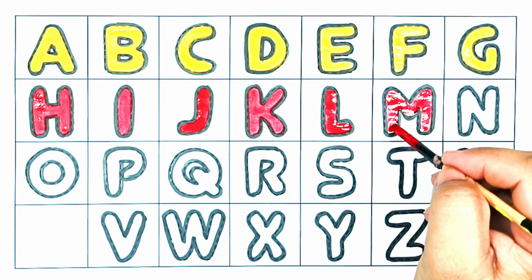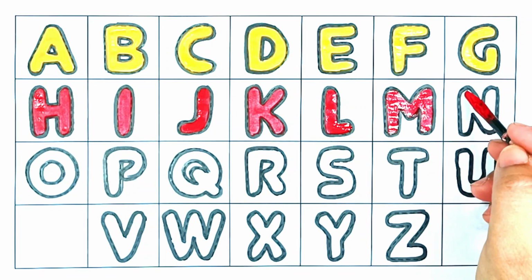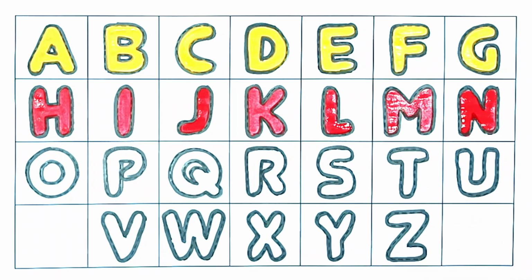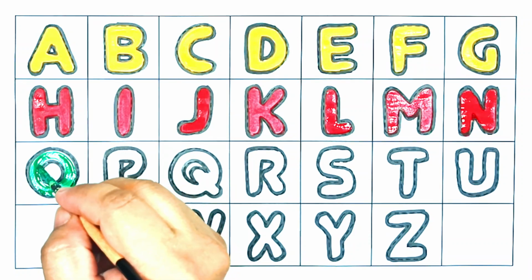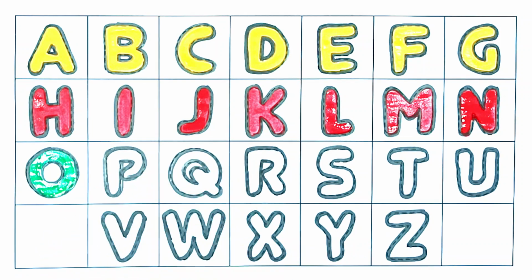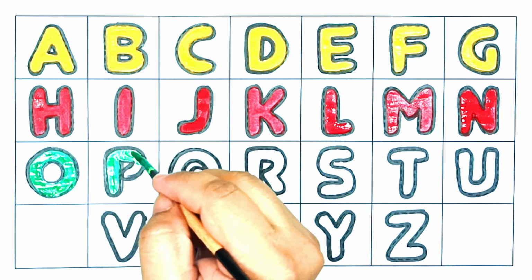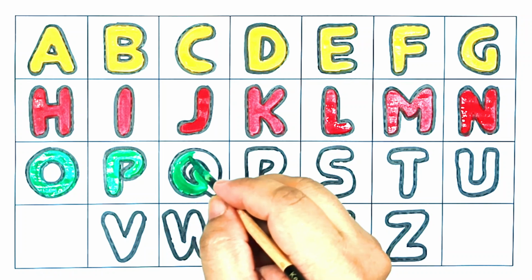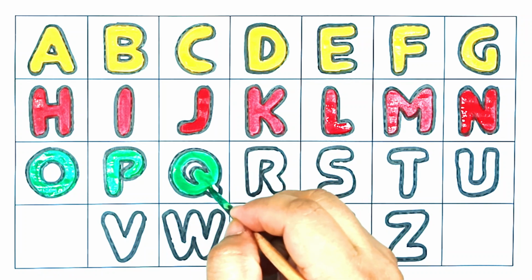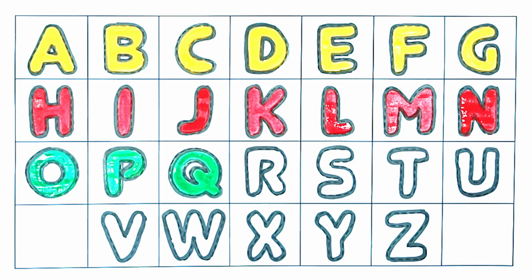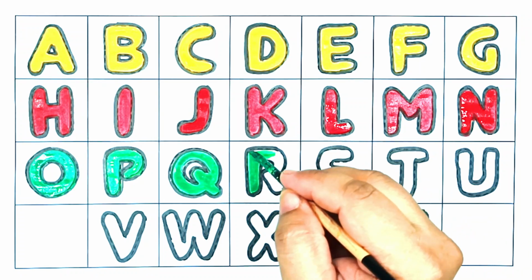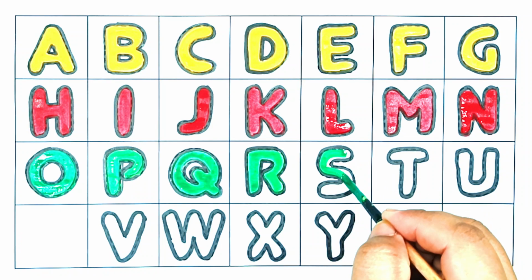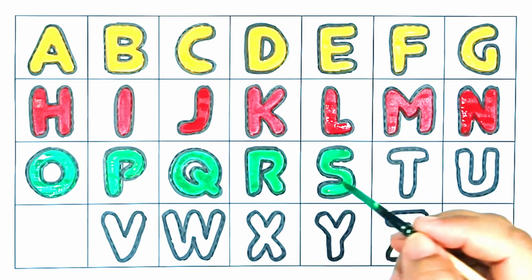M for man, M for man. N for net, N for net. O for onion, O for onion. P for pen, P for pen. Q for queen, Q for queen. R for ring, R for ring. S for star, S for star.